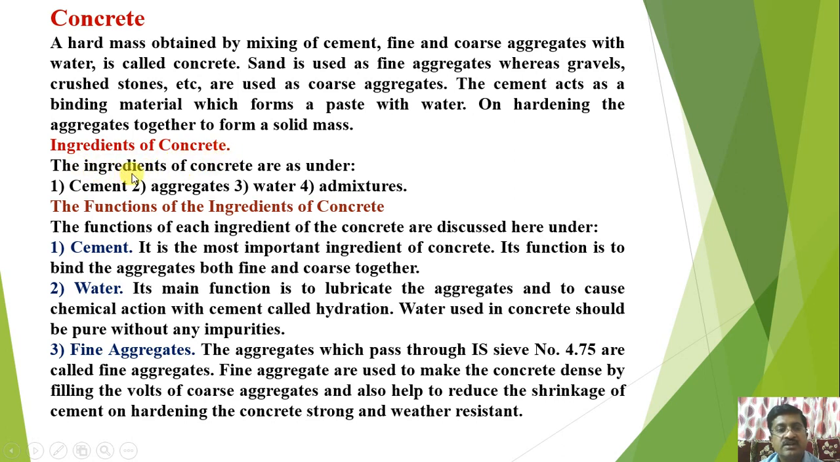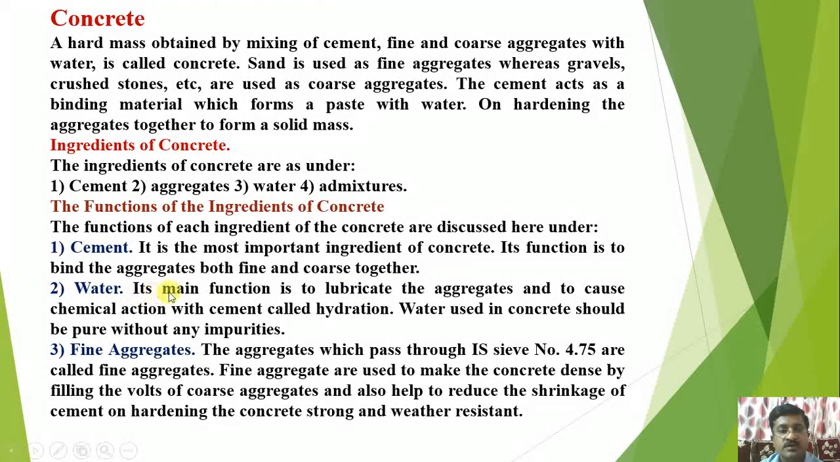What are the ingredients of concrete, which we have discussed earlier and will discuss now as well? The ingredients of concrete are as under: cement, aggregates, water, admixtures. Now, what are the functions of these ingredients in concrete? The function of each ingredient of concrete is discussed here. Cement is the most important ingredient of concrete. Its function is to bind the aggregates, both fine and coarse, together.